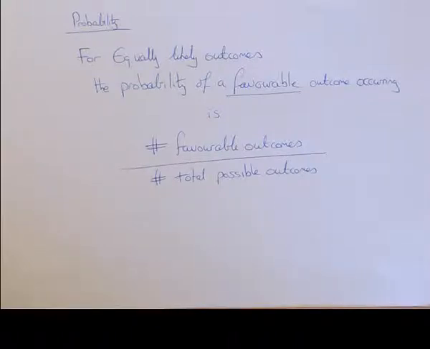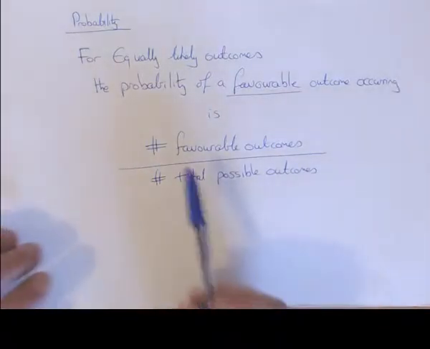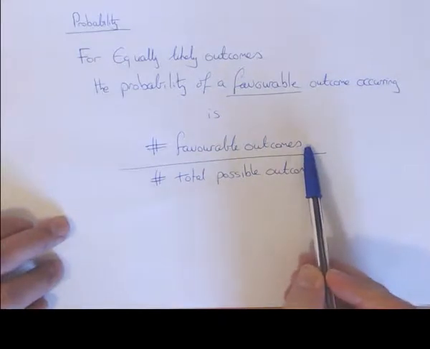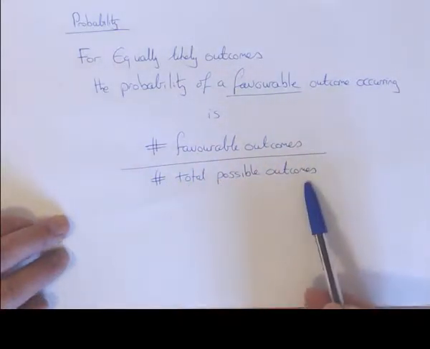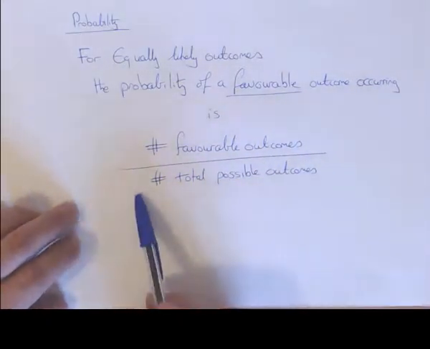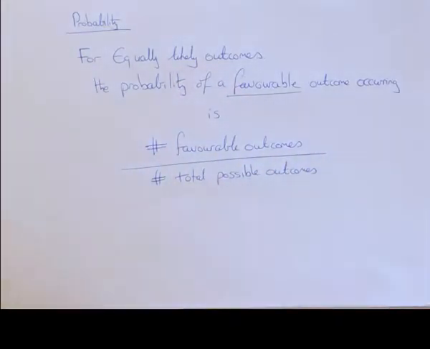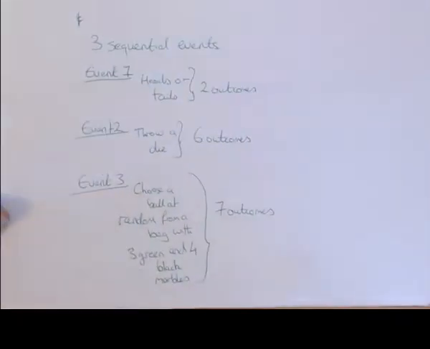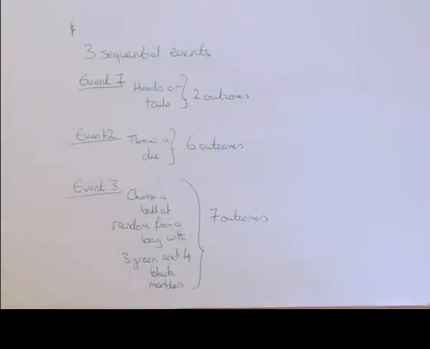And just, for example, if we wanted to find the probability for equally likely outcomes. So we're looking at equally likely outcomes. The probability of a favourable outcome occurring is the number of favourable outcomes over the total possible outcomes. So in order to be able to count how many outcomes there were, we use the fundamental principle of counting. Let's have a look at a series of events.